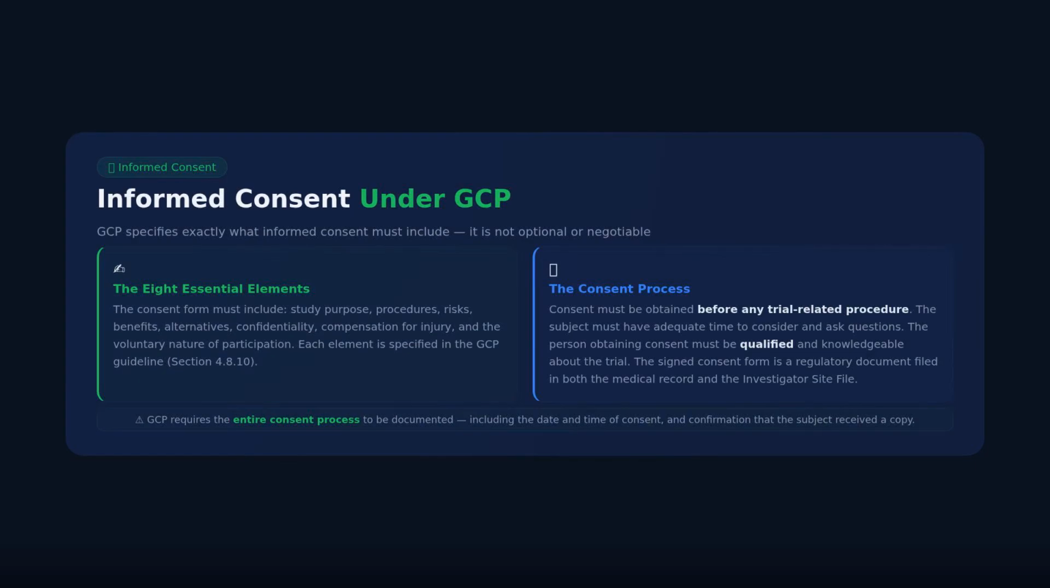Informed consent under GCP. The consent form must include 8 essential elements: study purpose, procedures, risks, benefits, alternatives, confidentiality, compensation for injury, and voluntary participation. Consent must be obtained before any trial-related procedure. The subject must have adequate time to consider. The signed consent form is a regulatory document filed in both the medical record and the investigator site file.